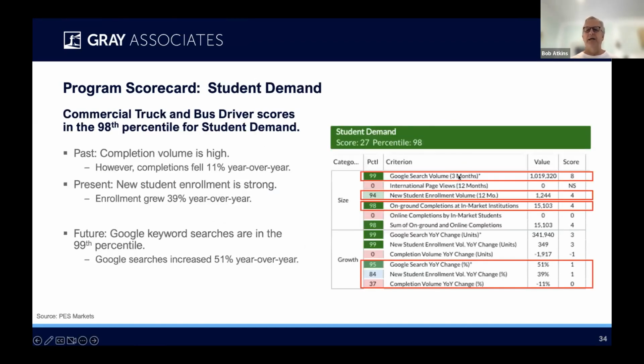So when we look at student demand, the overall volumes are extremely good. We can see Google search at the 99th percentile, on-ground completions at the 98th percentile, new student enrollment, a little bit lagging there, 94th percentile, and not surprisingly, no international page views for this. And as we look at the sum of on-ground and online, we're at the 98th percentile. Notice reassuringly that there are no online completions for truck driver.